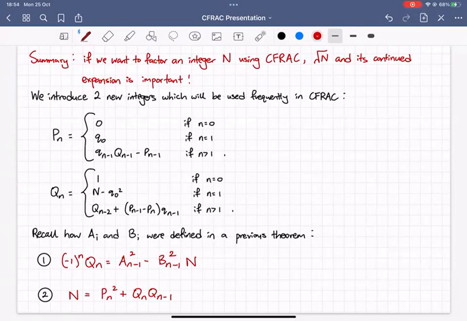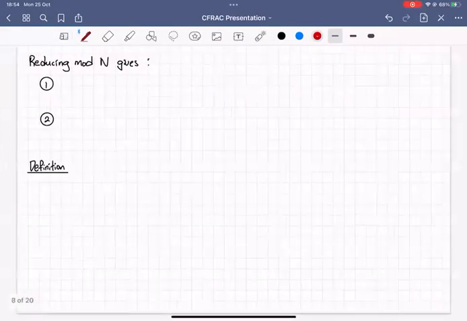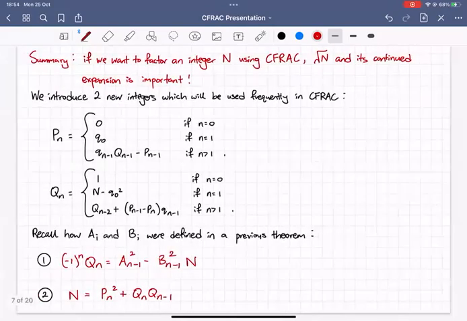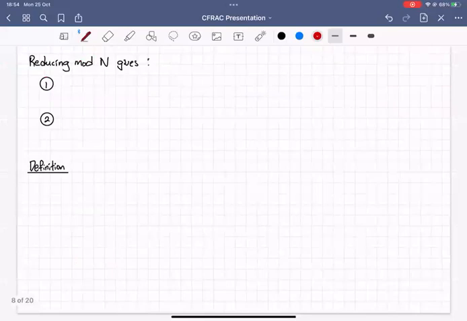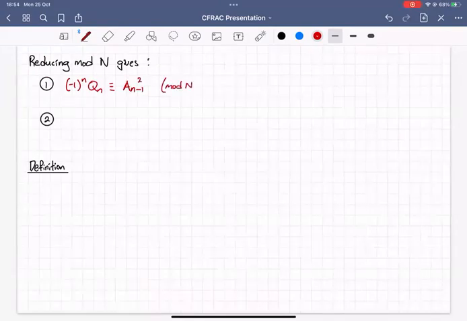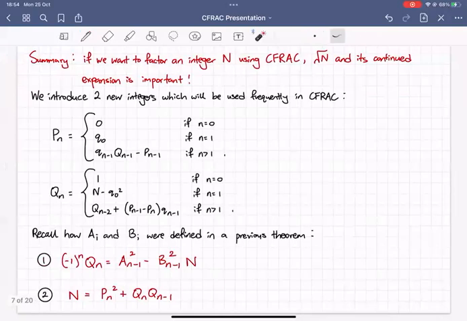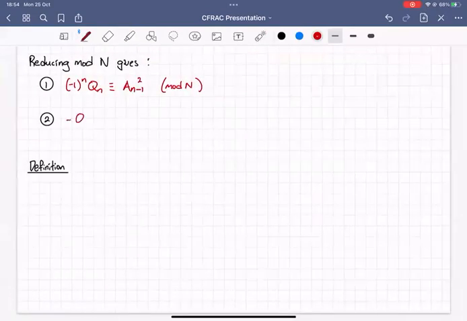Now we want to reduce modulo n, so basically divide both sides by n. For the first equation, it will be (-1)^n Qn congruent to this. Because the second term is a multiple of n, it goes away. It's congruent to 0 mod n. And then the second equation gives us this after reducing modulo n.